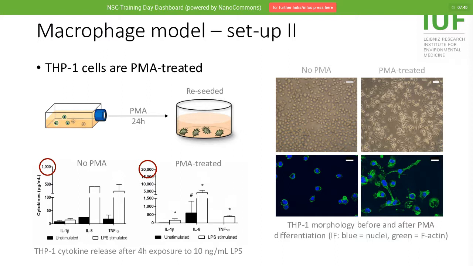In the left graph, we see the cytokine release of interleukin-1 beta, interleukin-8, and TNF-alpha in response to lipopolysaccharides without PMA treatment, compared to the right after PMA treatment. And you can see here that especially the release of interleukin-1 beta and interleukin-8 is increased about 10-fold with the PMA treatment. And we really need this high amount of pro-inflammatory cytokine release to be able to induce an inflammation-like state in the co-culture.